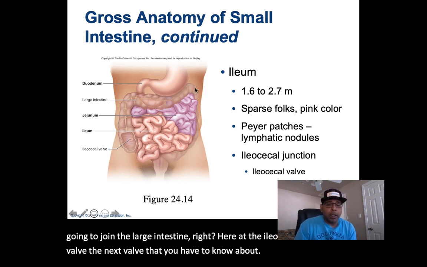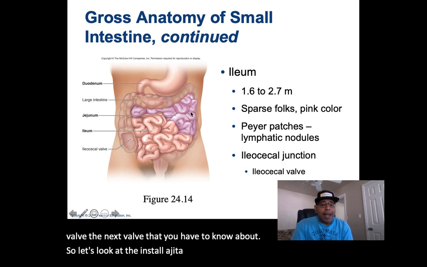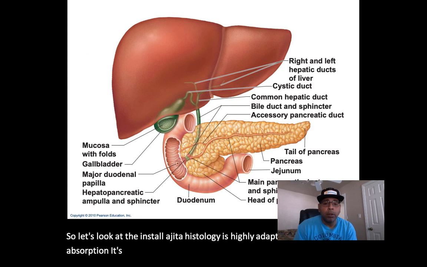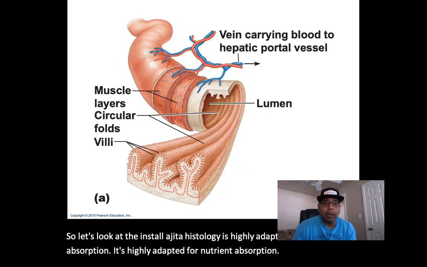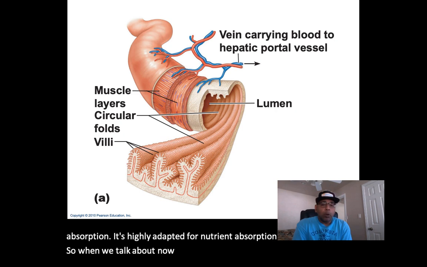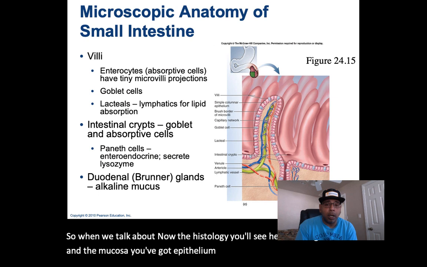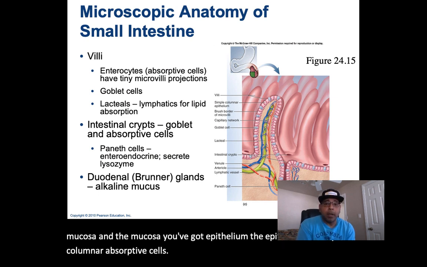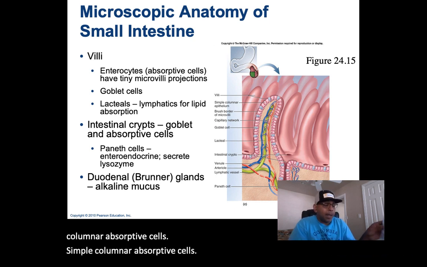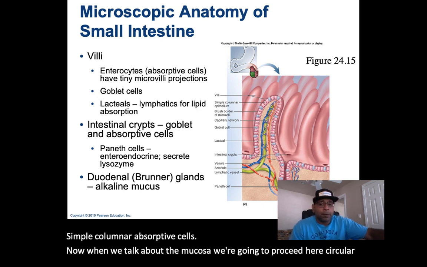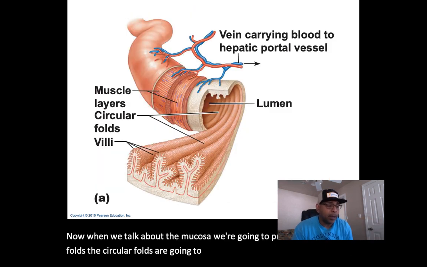So let's look at the histology. The histology is highly adapted for nutrient absorption. Here we've got mucosa, and in the mucosa you've got epithelium. The epithelium is simple columnar absorptive cells. Now when we talk about the mucosa, we can appreciate circular folds. The circular folds are deep, permanent folds of the mucosa and the submucosa.